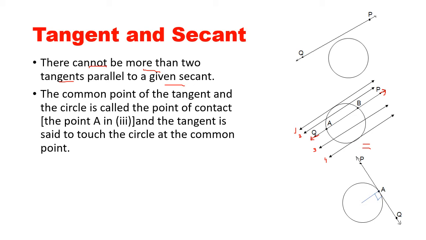But out of these 4 lines, how many are tangents? Only 2. Line number 1 intersects the circle in only one point. So line 1 is a tangent. Line 2 is not a tangent because it intersects in 2 points.